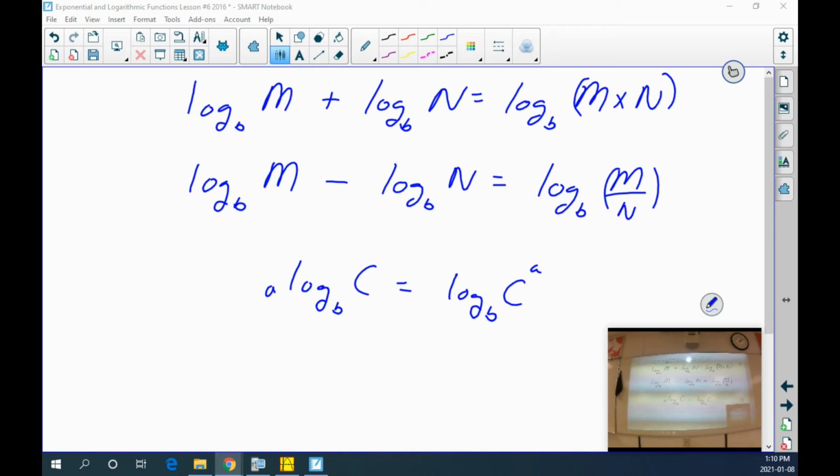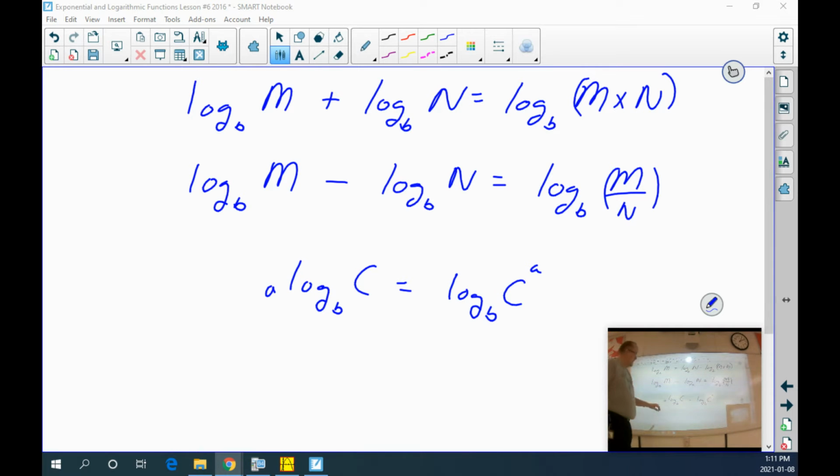Good afternoon. Today we're going to look at the exponent laws and how to combine them together. Now, not the exponent laws, the logarithm laws. Logarithm laws: the sum of two logarithms can be replaced with the logarithm of the product of the arguments. The difference of two logarithms can be replaced with the logarithm of the quotient of the arguments.